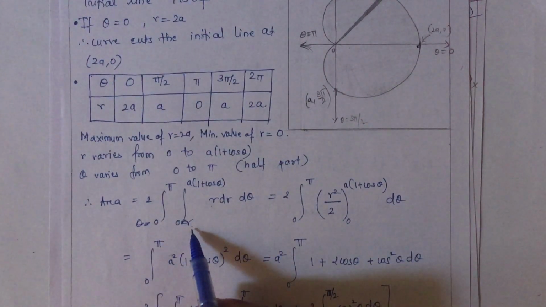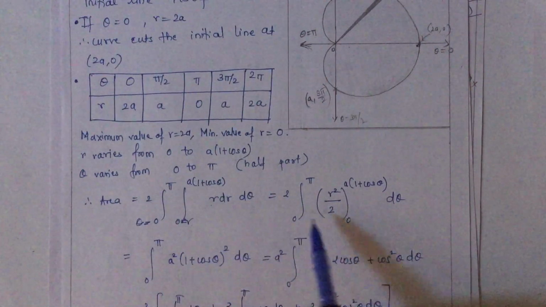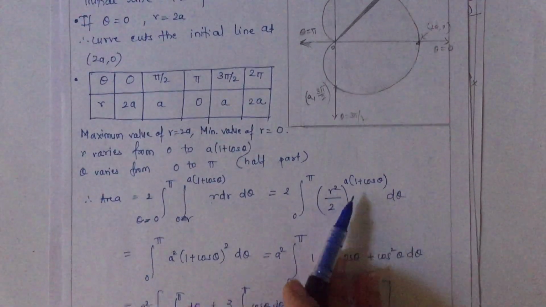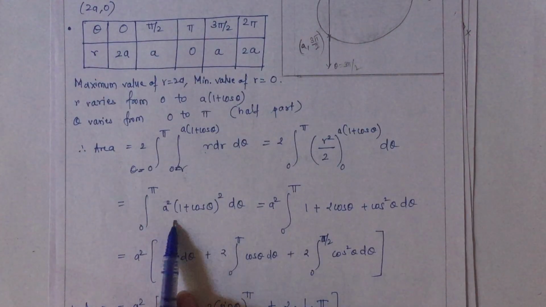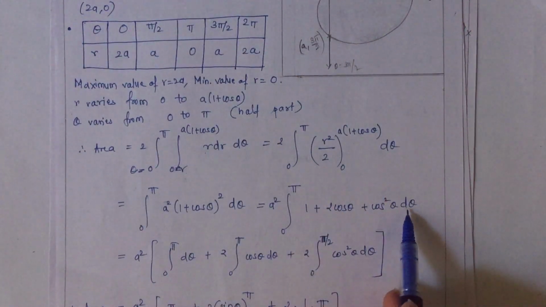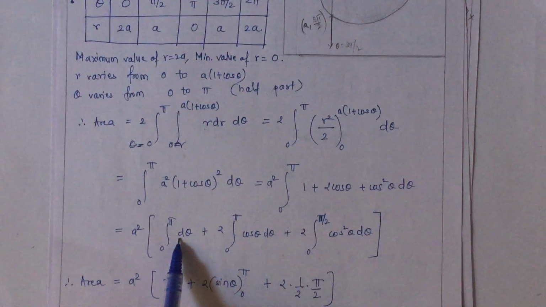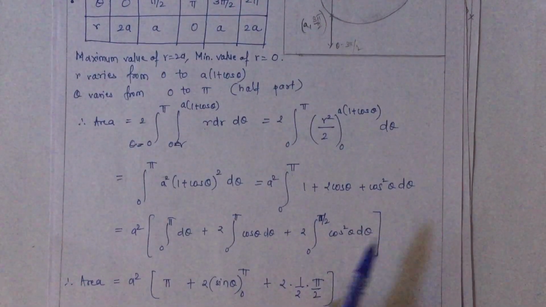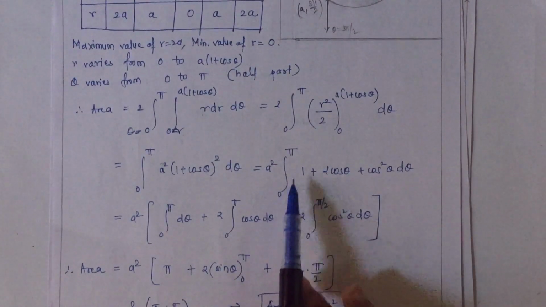So first we'll evaluate for r. Integrating with respect to r, this will be r square by 2 within 0 to a times 1 plus cos theta. So substituting, we get the value as a square 1 plus cos theta whole square. Then within the limit 0 to pi, we have the term cos theta d theta and then the term cos square theta d theta. So better will be cos square in the interval 0 to pi.